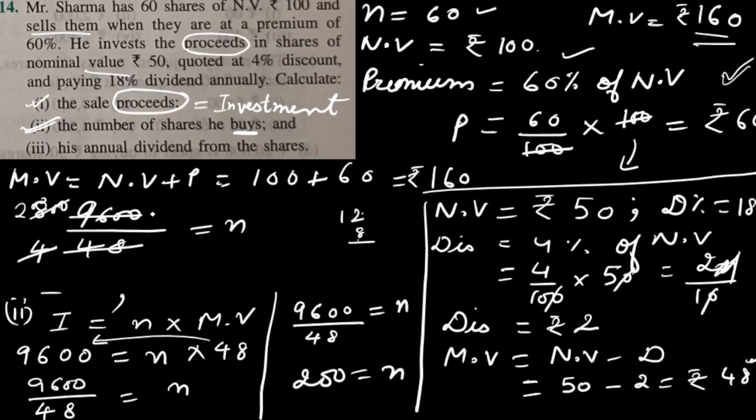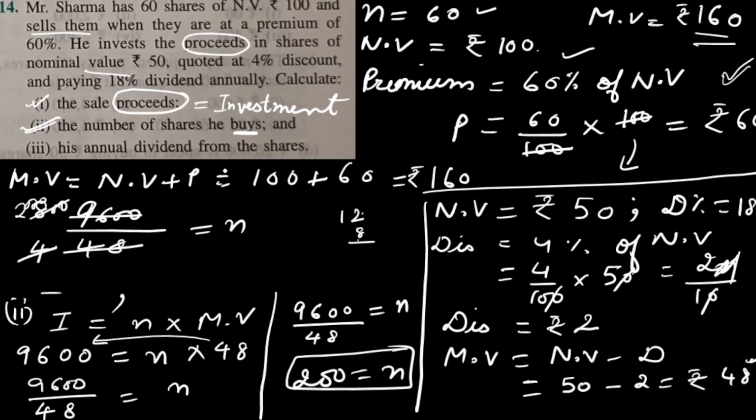And see, I did direct cancellation on the 12 table. 12 into 4 is 48. 12 into 800 is 9,600. Then on the 4 table I have done 4 into 1. 4 into 200 is 800. 4 into 2. Yes. So the number of shares here I got is 200.